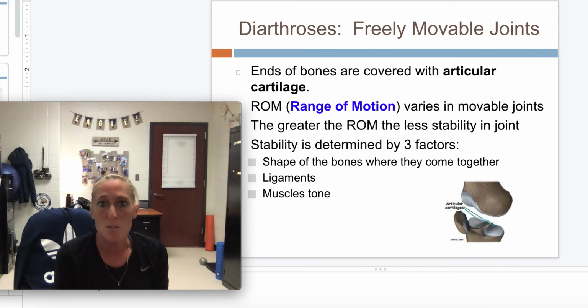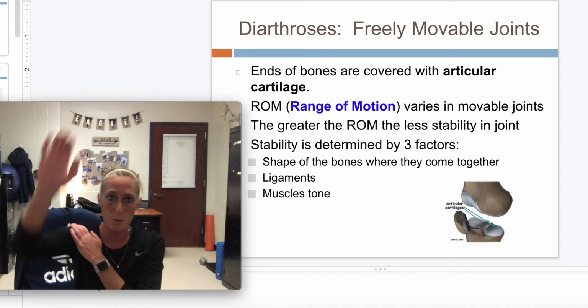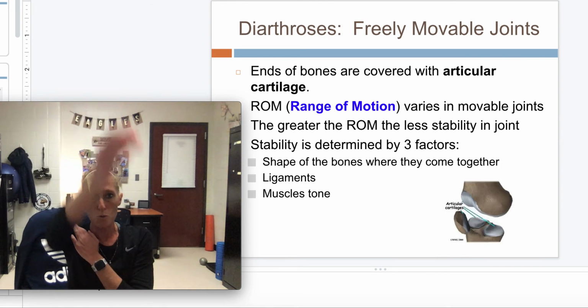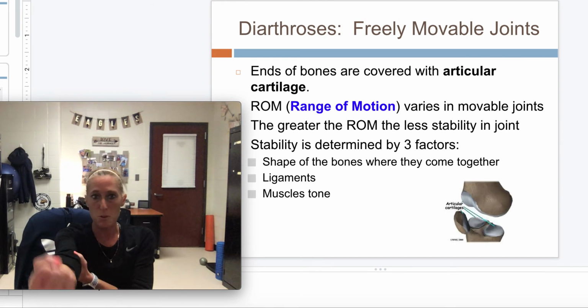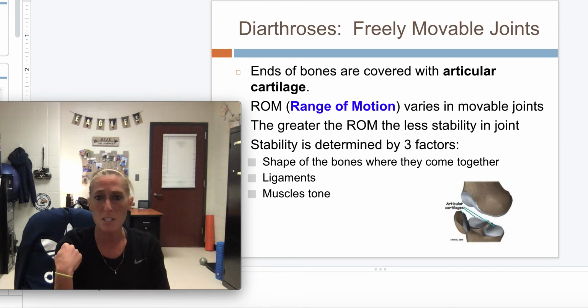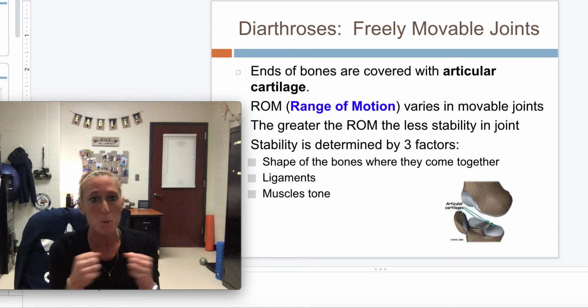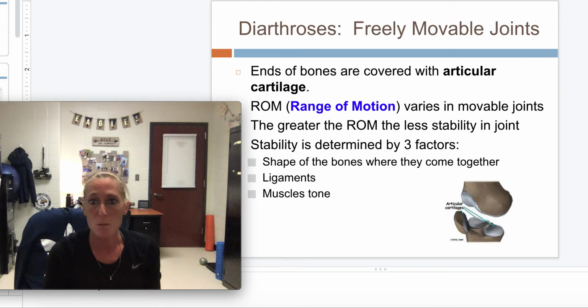The ends of all the bones are covered with articular cartilage. I mentioned that. The shape of the bone allows for different range of motions. So really, the greater the range of motion that a joint has. So I think about my shoulder and how much range of motion that I have in my shoulder, and then how much range of motion I have in just my elbow joint. So very different. But my shoulder joint is not as stable as my elbow joint because of that range of motion and the bony surfaces that articulate together. So the greater the range of motion, the less stability in a joint.